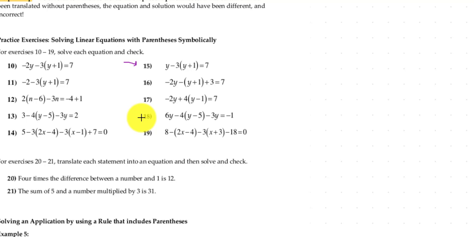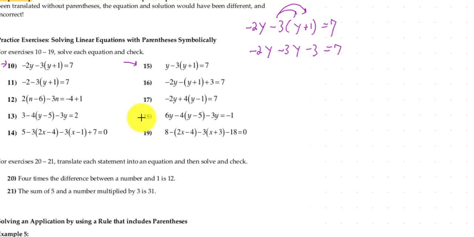I'm going to rewrite number 10 over here. So we have negative 2y minus 3 times the quantity y plus 1, and that equals 7. So I'm going to distribute the negative 3 to everything inside the parentheses. This negative 2y, I don't touch it. But negative 3 times y is negative 3y. Negative 3 times 1 is negative 3, and that's going to equal 7.